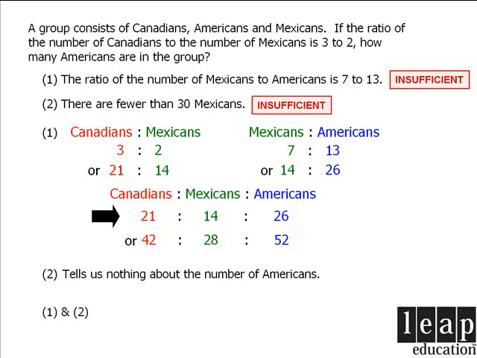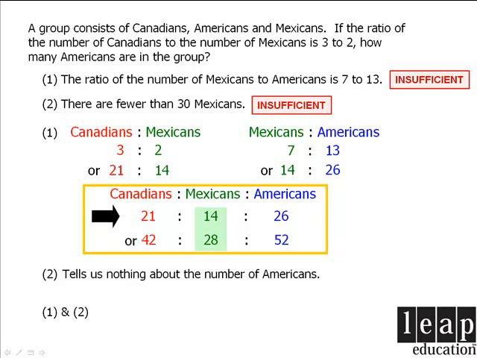Now let's combine statements 1 and 2. Also notice that we have two scenarios here that adhere to statement 1. And also notice that the two scenarios shown here both have fewer than 30 Mexicans. So we can say that the two scenarios provided both adhere to the conditions set out in statements 1 and 2.